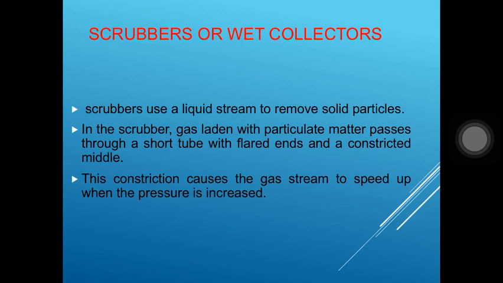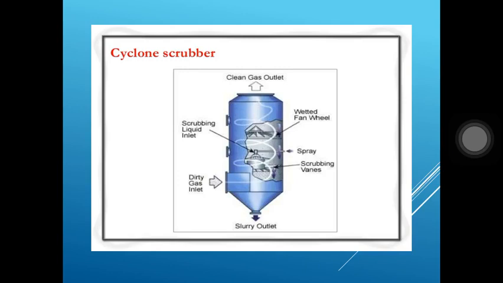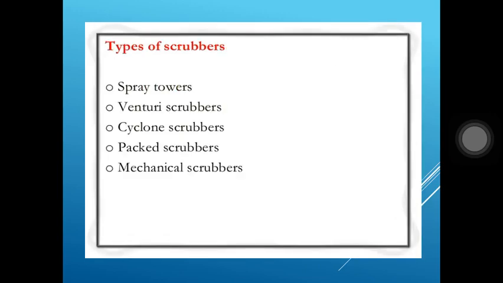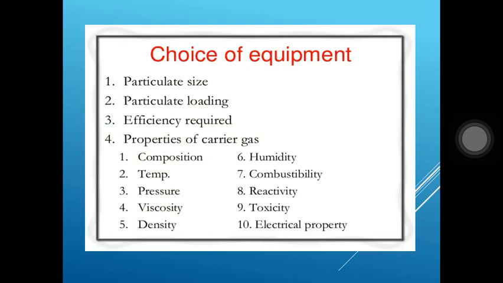In the scrubbers, gas laden with particulate matter passes through a short tube with flared ends and a constricted middle. This constriction causes the gas stream to speed up as the pressure is decreased. Here you can see the cyclone scrubber, where the cyclonic action takes place. Types of scrubbers: spray towers, venturi scrubbers, cyclone scrubbers, packed scrubbers, mechanical scrubbers.